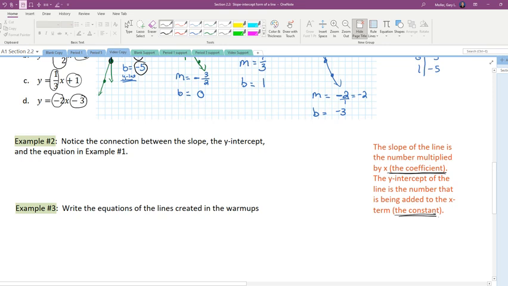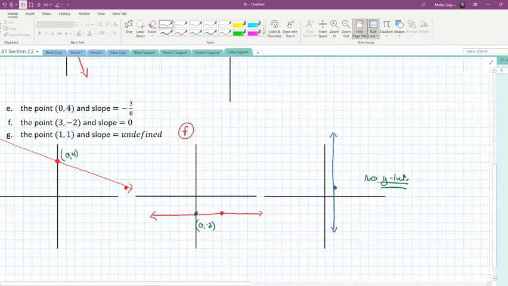Okay, so now we're going to go back up to our warm-up, and I want you to write the equations of the lines that we graphed in those warm-ups. So all we need to know is what their y-intercepts are and their slope. So m is the slope, and b is our y-intercept. All right, let's flip back to that page. Here we go.